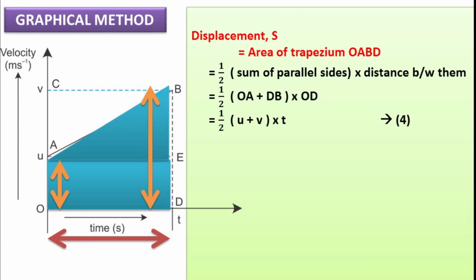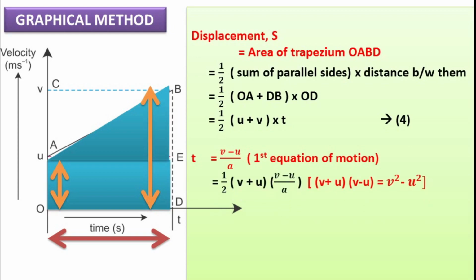We know t is equal to (v minus u) divided by a from the first equation of motion. Substituting this in the fourth equation, we get 1 by 2 into (u plus v) multiplied by (v minus u) divided by a. Remember, (v plus u) into (v minus u) is equal to v square minus u square, because (a plus b) into (a minus b) is equal to a square minus b square.